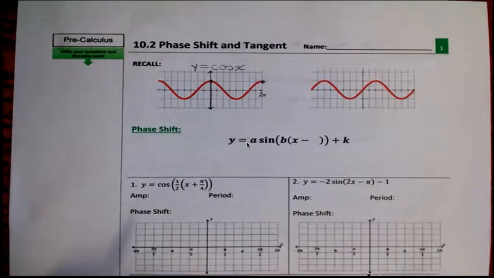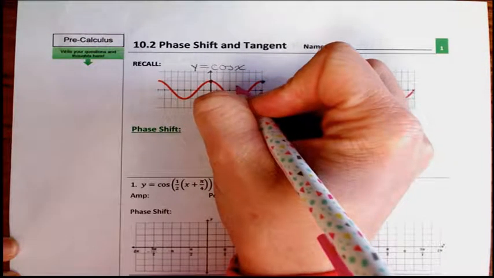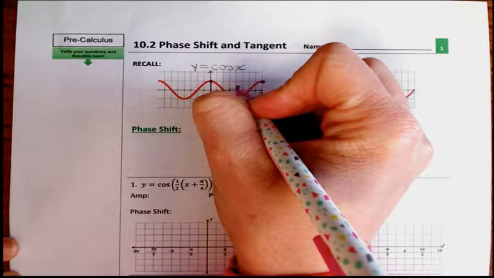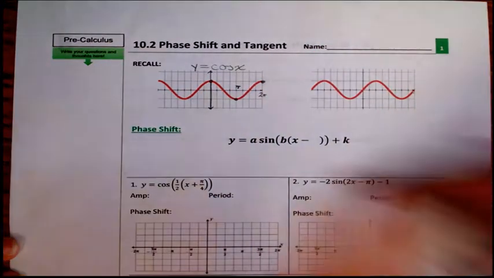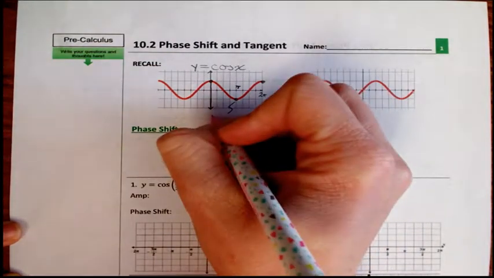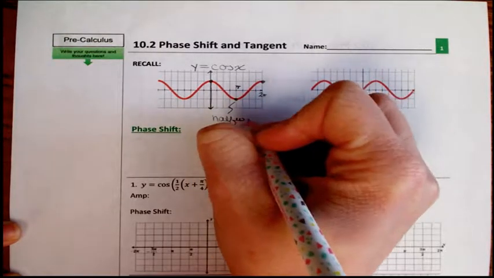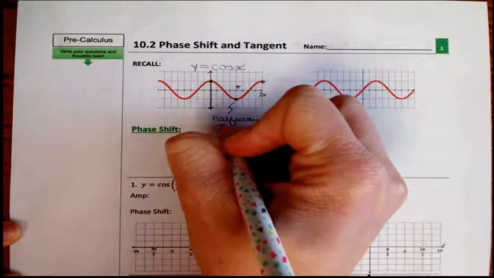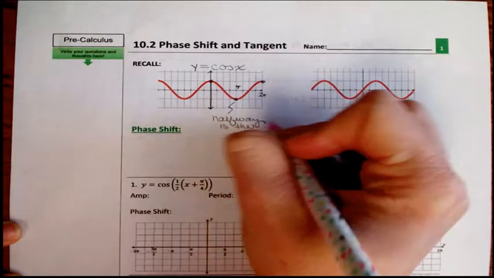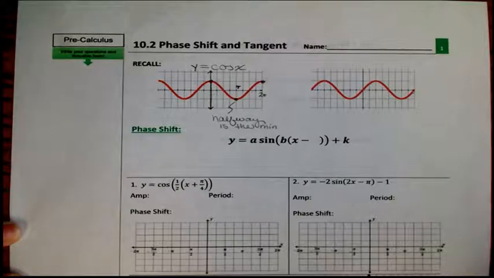And one thing that you know about a cosine curve is that halfway between there, which is at pi, right here, it will be at its minimum. And that's a really important point. Why don't we write that down: halfway is the minimum for a cosine graph.